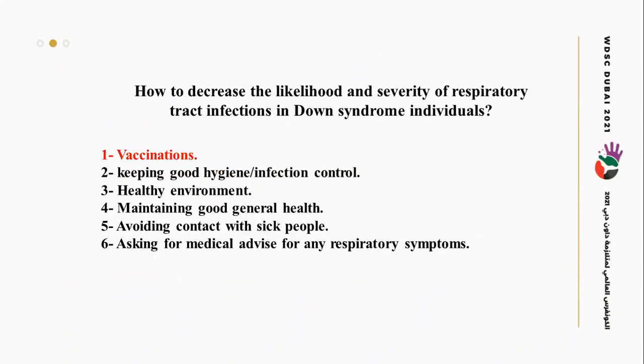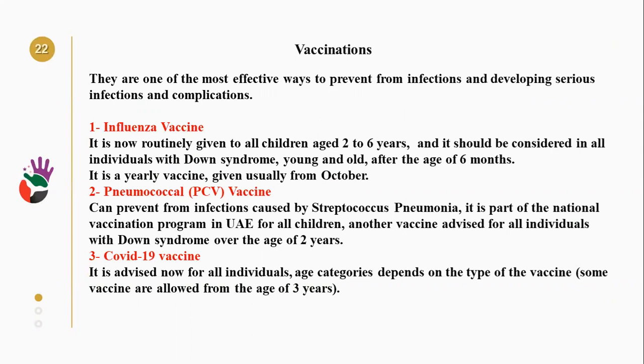The first one is vaccinations. Vaccinations are very important and the most effective way to prevent infections and to prevent developing serious infections and complications of these infections. Two essential vaccinations should be considered for all individuals with Down syndrome. First one is influenza vaccine. The second one is pneumococcal vaccine. And nowadays, COVID vaccine, because of the current situation as well.